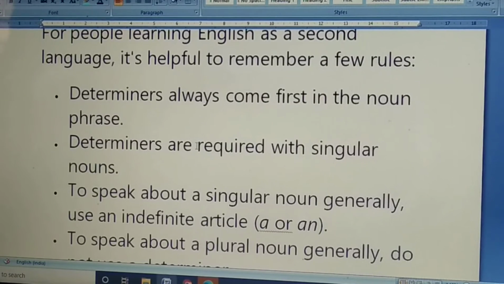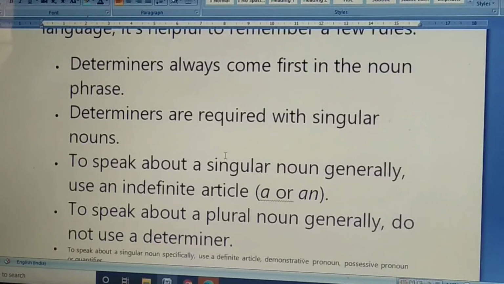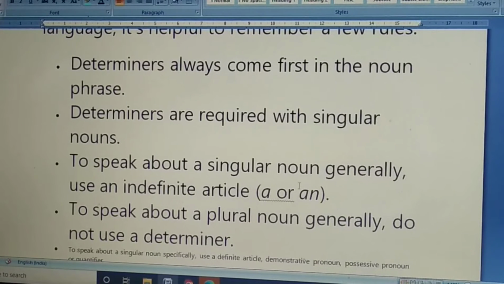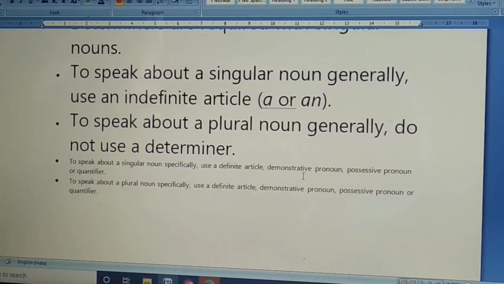What are these? Determiners always come first in the noun phrase. Determiners are required with singular nouns. To speak about a singular noun generally, use an indefinite article, a or an. To speak about a plural noun generally, do not use a determiner. Only when we want to specify, we should use one.